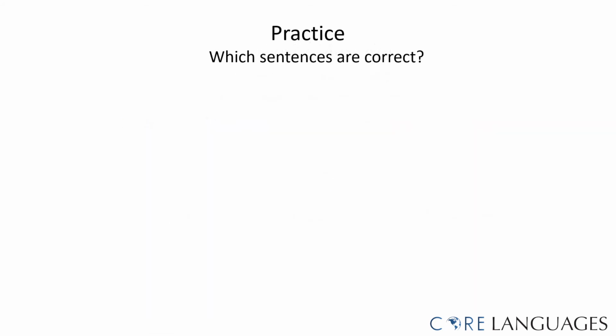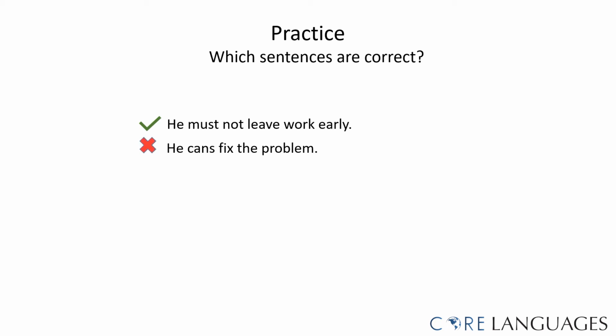Let's practice. Look at the following sentences and try to determine which ones are correct and which ones are incorrect. He must not leave work early. This sentence is correct. He can fix the problem. This sentence is incorrect. Remember that we do not need to add an S for he, she, it when we are using modal verbs. The correct sentence would be, he can fix the problem.